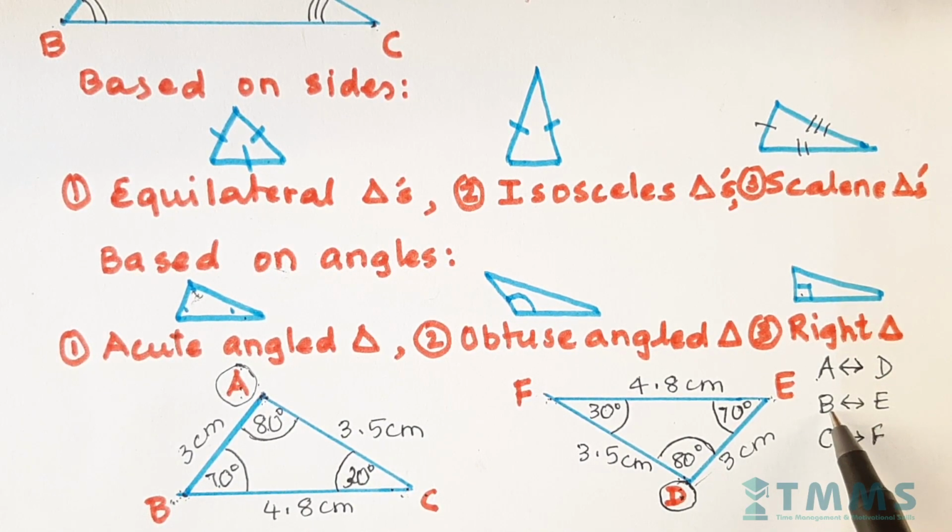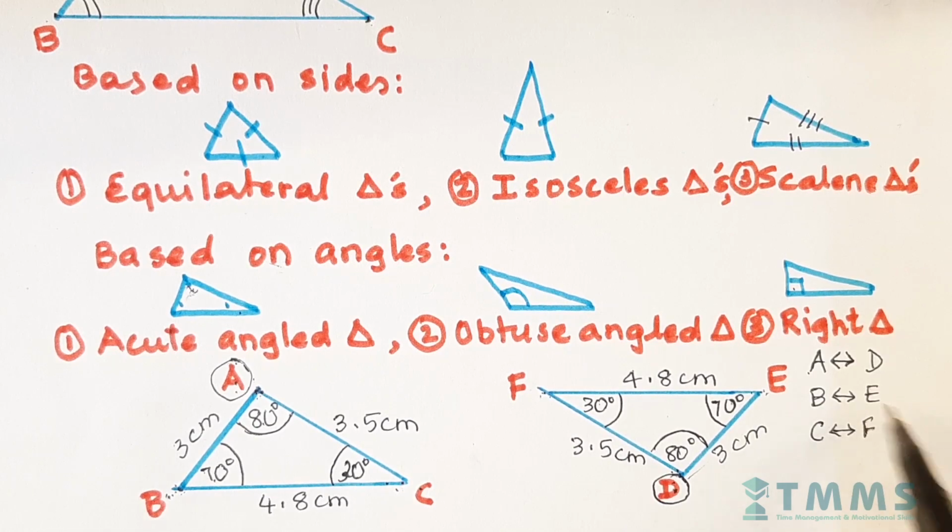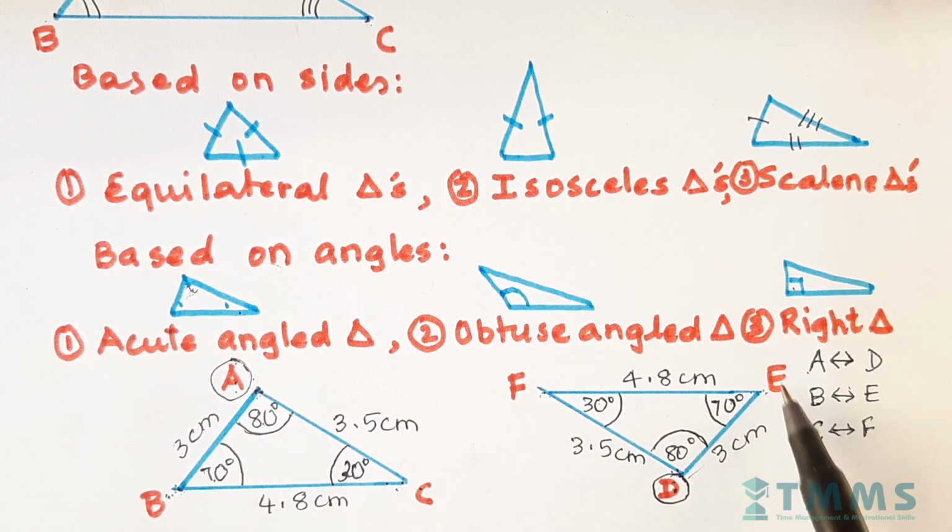What do I understand by this, B corresponding to E? Can you see B corresponds to E and E corresponds to B, which means that your B is angle 70 degrees and your E is angle 70 degrees. B and E are having the same measures, and that is why we say B is corresponding to E and E is corresponding to B.